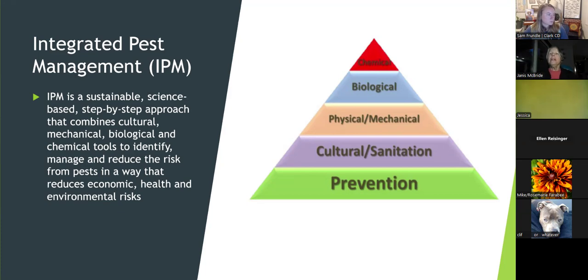This triangle is kind of like that food triangle. You're supposed to eat more of what's on the bottom. And so you start with prevention, which is all the stuff we just talked about. And then when you identify an issue, we then start with cultural changes. And then we move to physical and mechanical changes. Then we move to biological and eventually, as a very last resort, chemical.